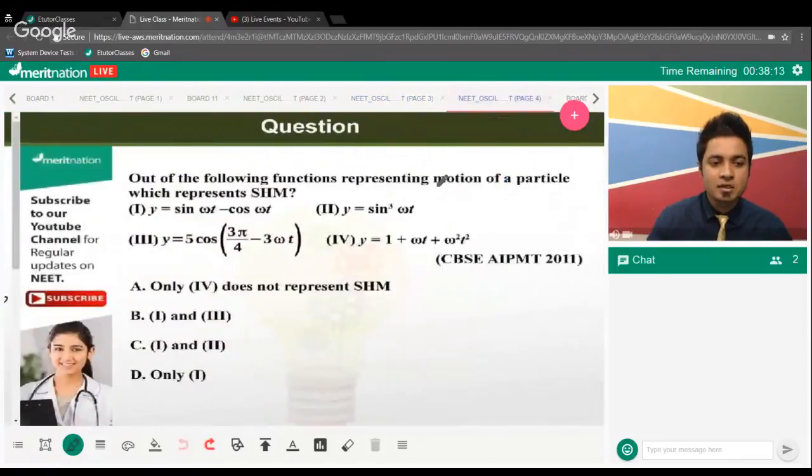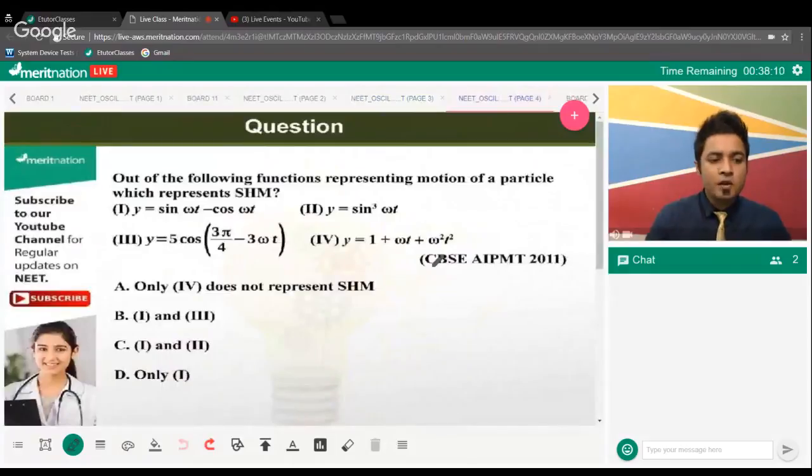Yes. So next one: out of the following functions representing the motion of a particle, which represents SHM? So these are the four functions given to us. You just need to figure out which one is performing simple harmonic motion. So by looking directly, which options can you neglect directly? Can you just tell me? I'm asking which one we can neglect by looking at it.